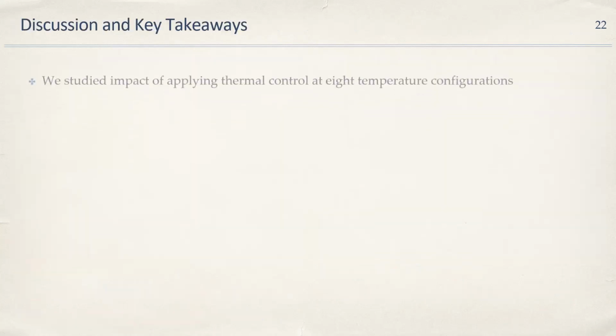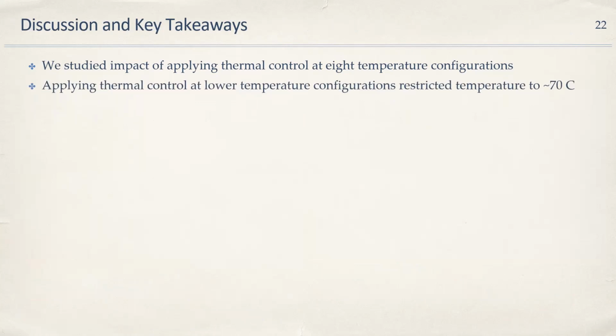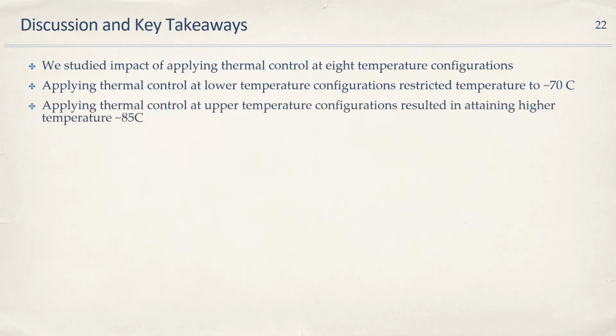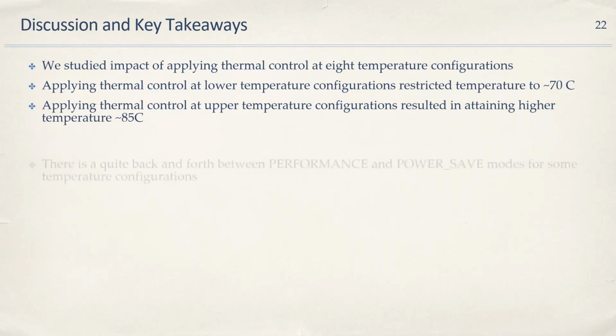So, discussion and key takeaways. We studied the impact of applying thermal control at 8 different temperature configurations. Applying thermal control at the lower temperature configuration restricted the temperature to 70 Celsius. Applying thermal control at the upper temperature configuration resulted in attaining a higher temperature, close to 85 Celsius. And there is quite a lot of back and forth switching between performance and power save modes for some temperature configurations.